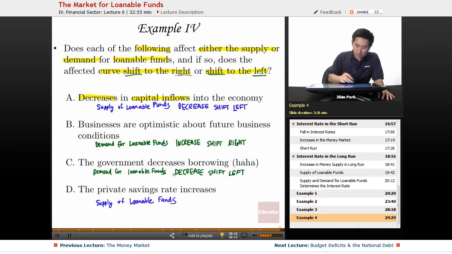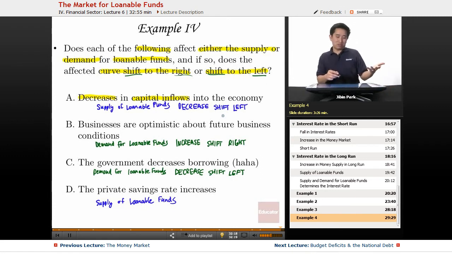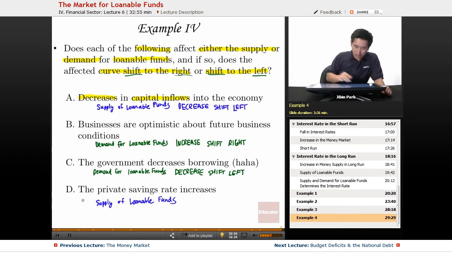Now I have a demand decrease left, demand increase right, supply decrease left. This is probably going to be supply increase to the right, but let's make sure you read this problem before you jump to any conclusions. The private savings rate increases, and that is correct here. So the supply of loanable funds is going to increase, and therefore it's going to shift right.